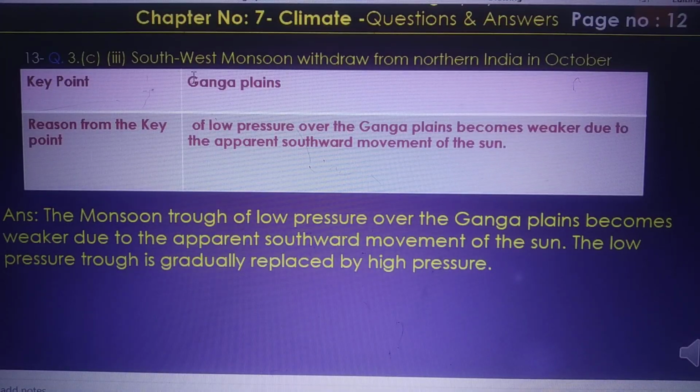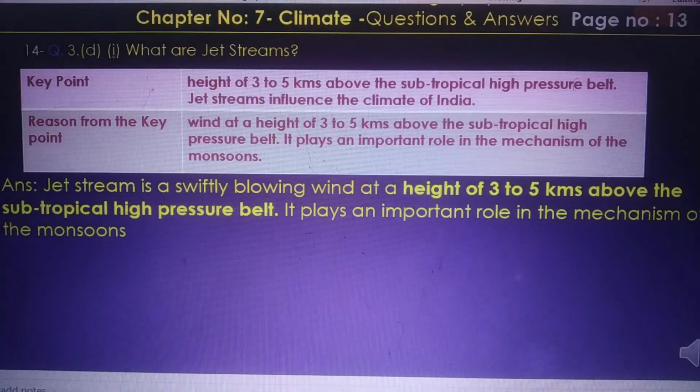And question number 13. Southwest monsoons withdraw from North India in October. What are the key points? Ganga plains. And reason from the key points: the low pressure over the Ganga plains becomes weaker due to the apparent southward movement of the sun. That is the key point. Reason for the key point. We have taken the final answer.